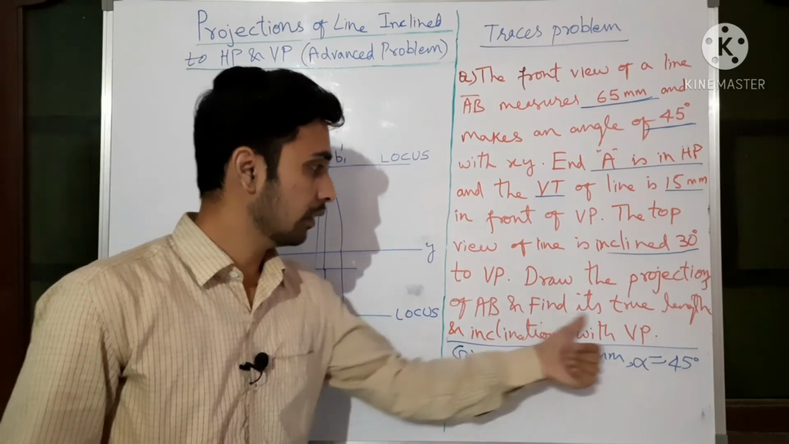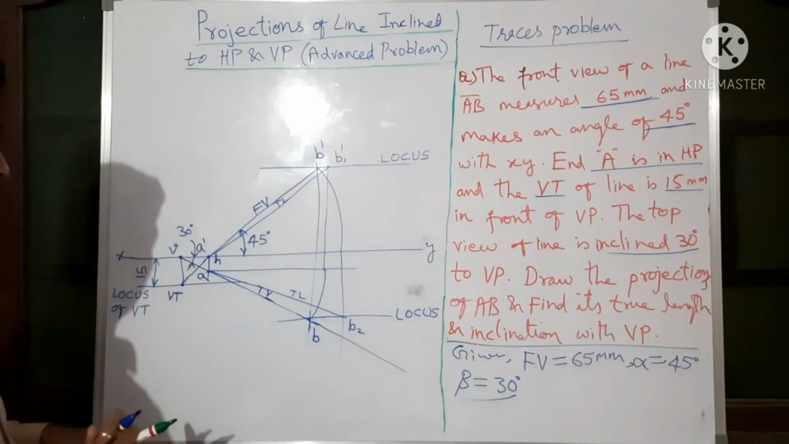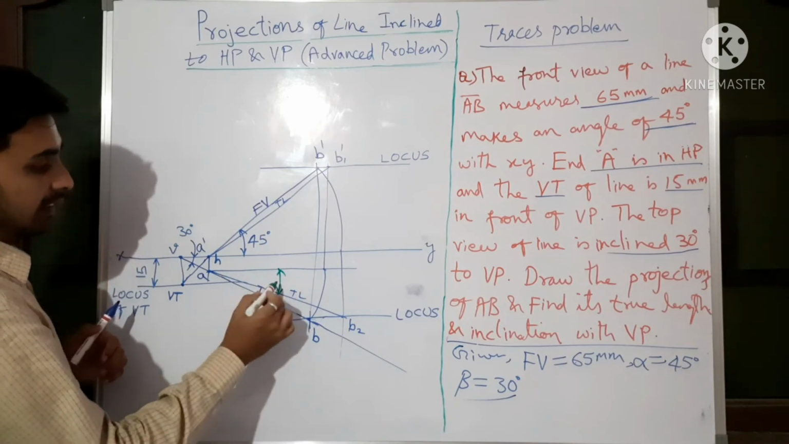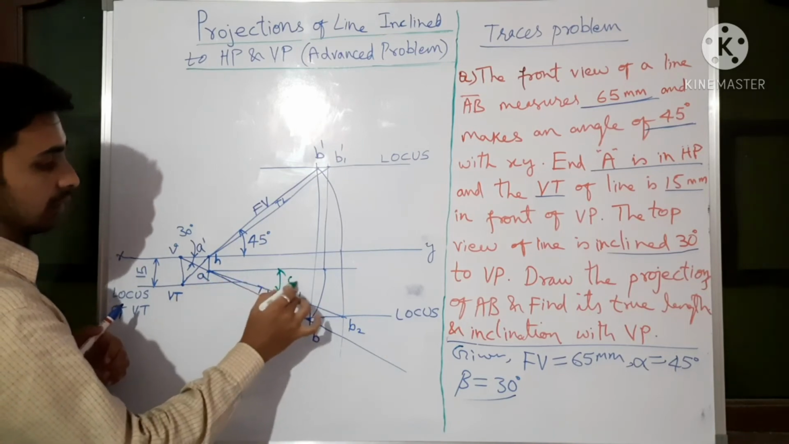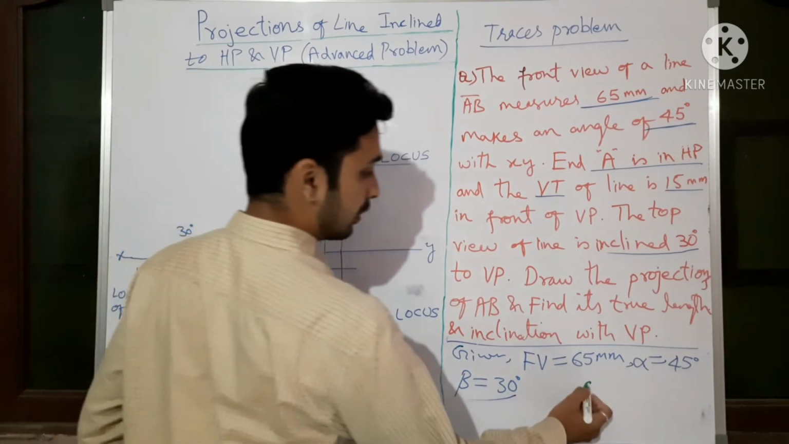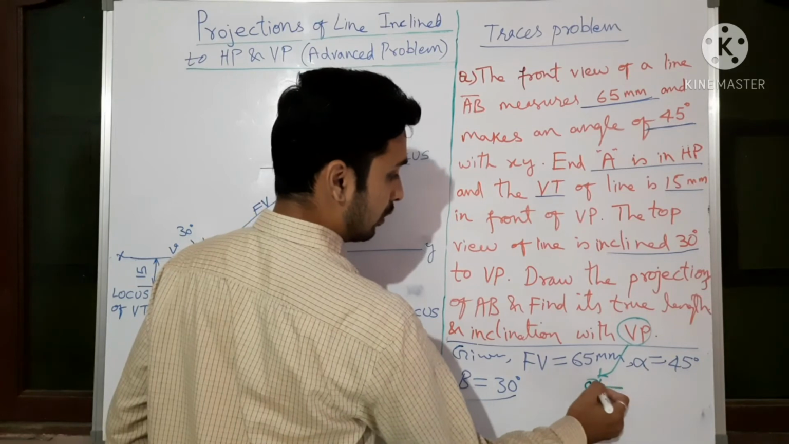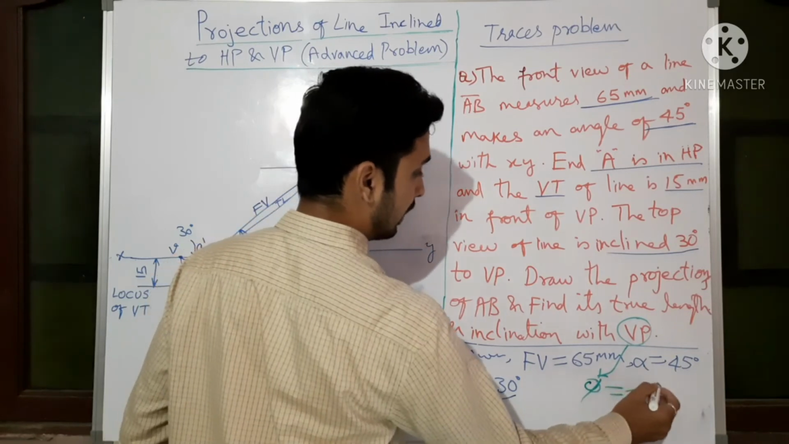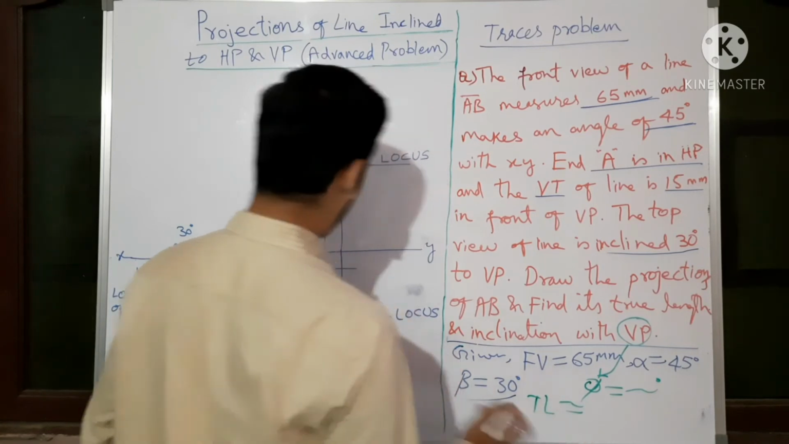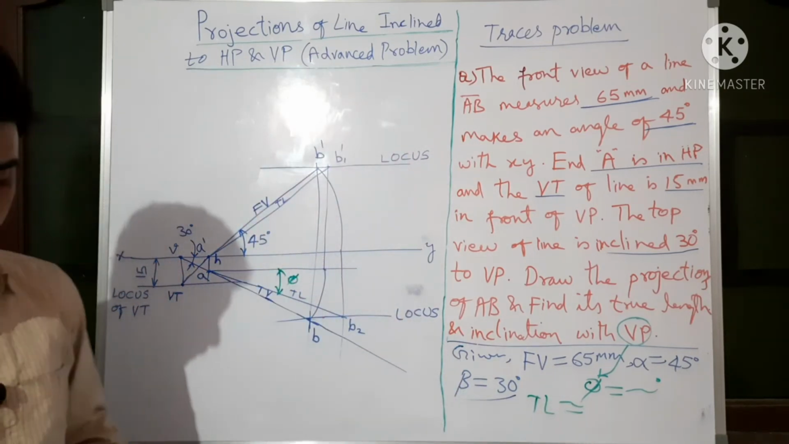Now see, true length we have seen, and inclination with VP. Inclination with VP means this true length's inclination with the horizontal line, horizontal inclination. This is phi, the true length inclination. So they have asked inclination with VP means this one, phi equal to some degrees you need to write, and true length measured from the diagram you write it. This is how the solution is done.